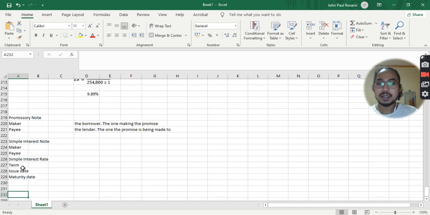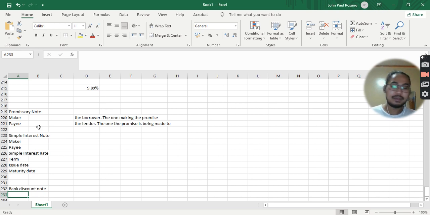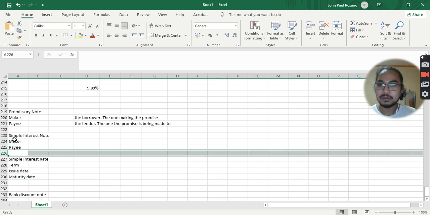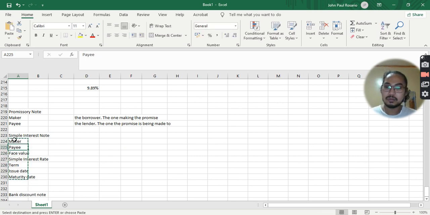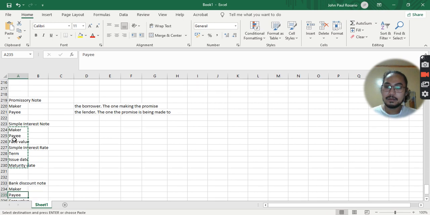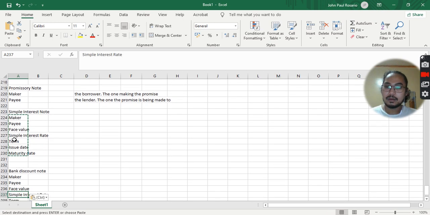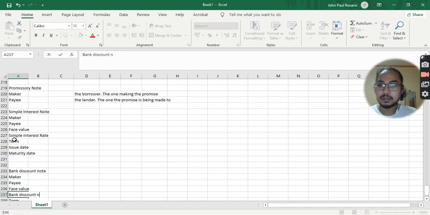For our bank discount notes, there is the maker, the payee, the face value. Face value here is the face amount I mentioned earlier. So instead of the interest rate, it is the discount rate.